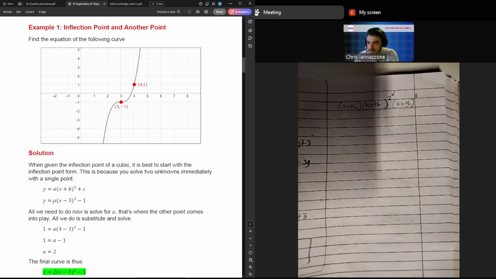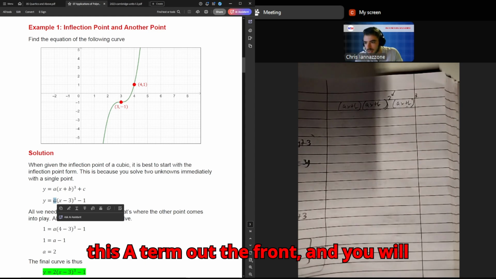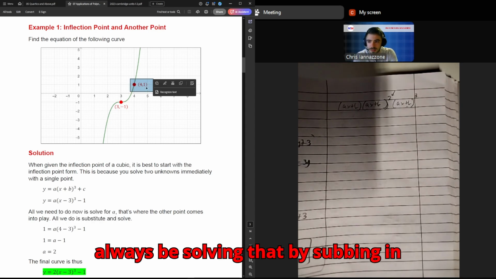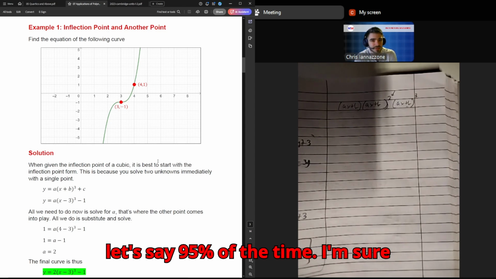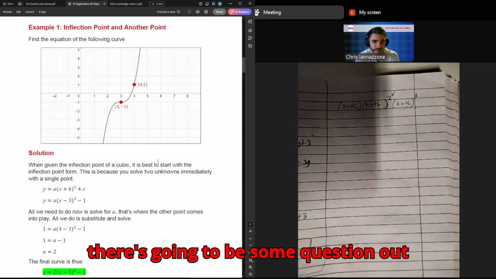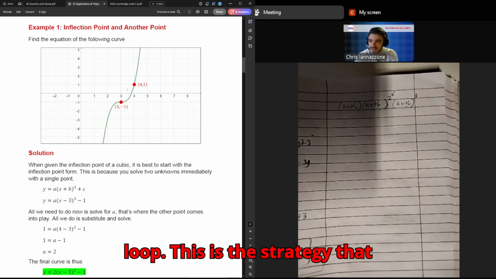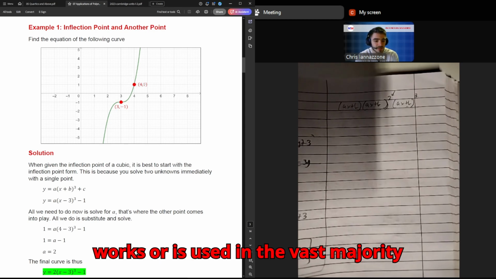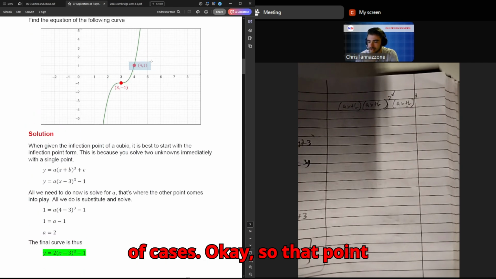From there, for all polynomials, there will always be this a term out the front, and you will always be solving that by subbing in another known point. I say always, let's say 95% of the time. I'm sure there's going to be some question out there that tries to throw you through a loop. This is the strategy that works or is used in the vast majority of cases. But okay, sub that point in.